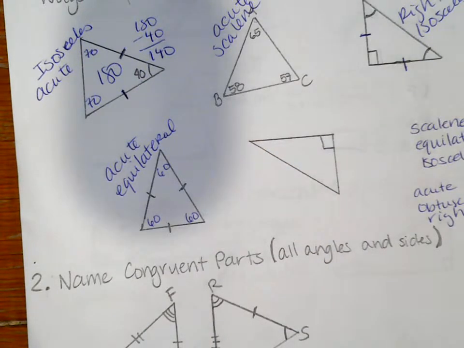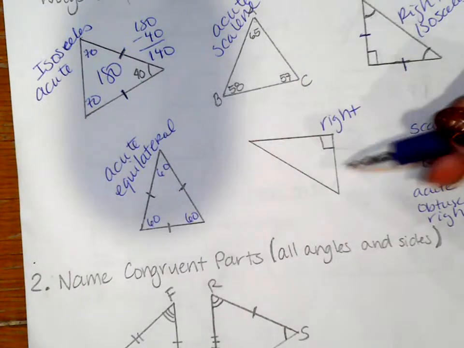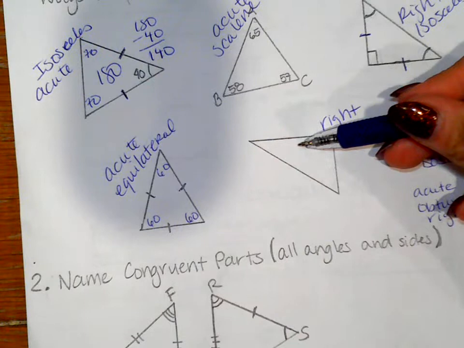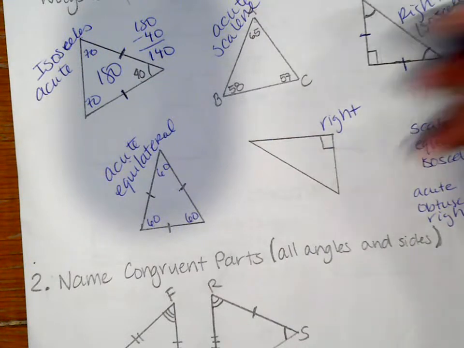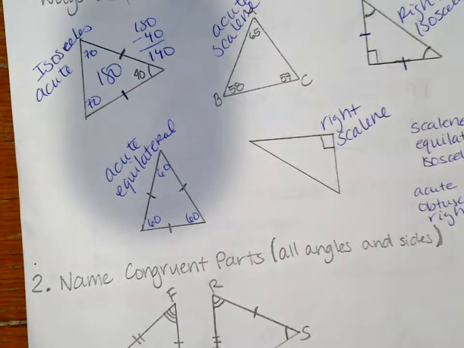This guy right here, the only thing we know is that it's a right triangle. There's no markings to show that anything's equal. So this guy right here has to be a right scalene. So that's what it means when you classify or identify triangles.